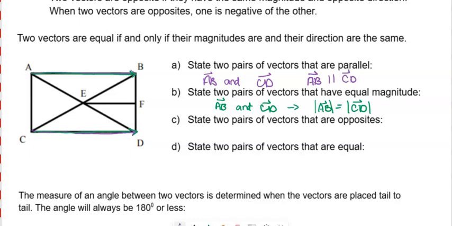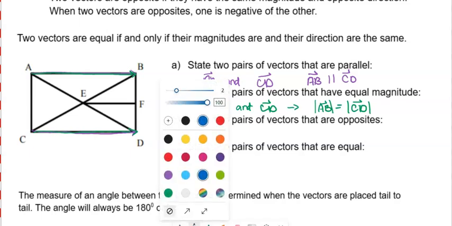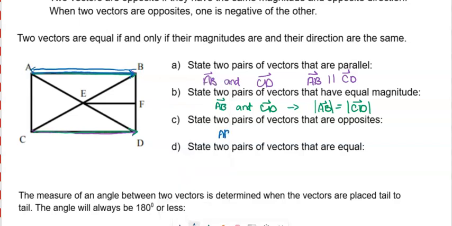Okay, let's look at two things that are opposite. Well, vector AB is opposite to vector BA. That means that AB is equal to the negative of BA, the opposite of BA. And two pairs of vectors that are equal. Let's look at AC. Well, AC is equal to BD.